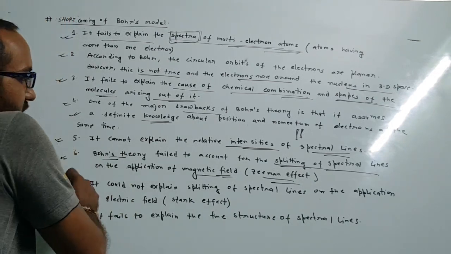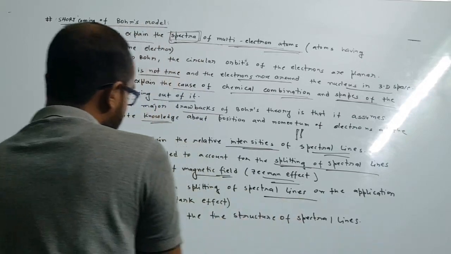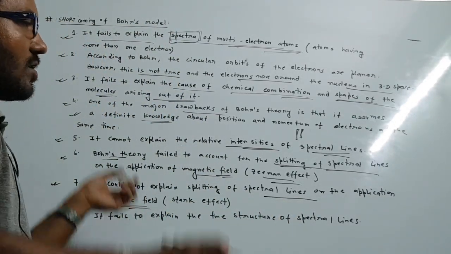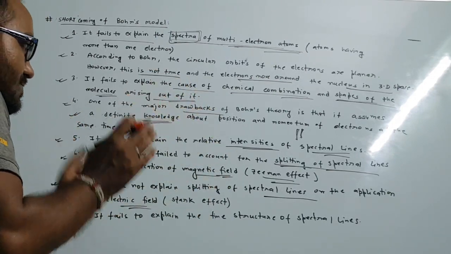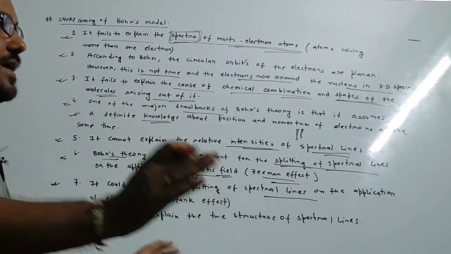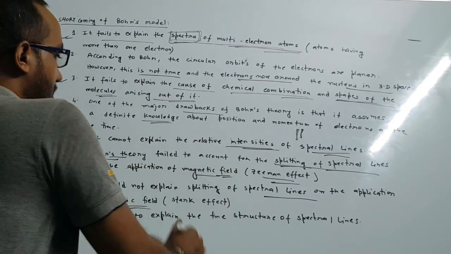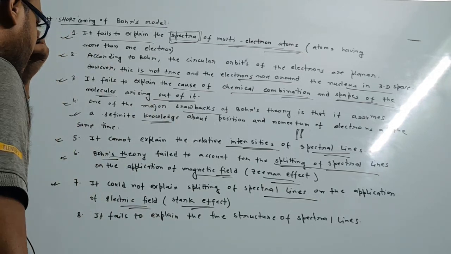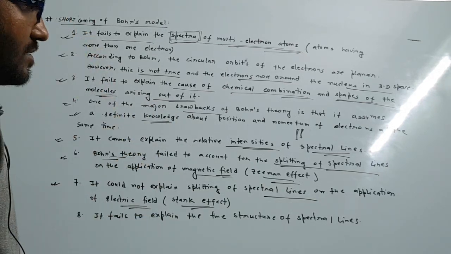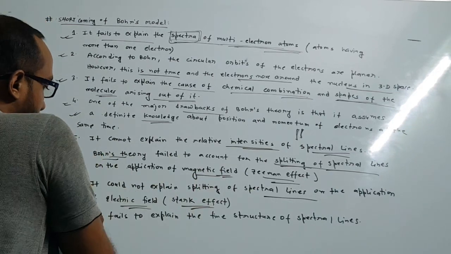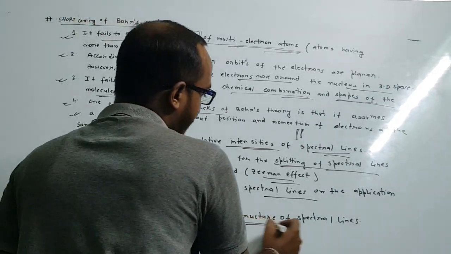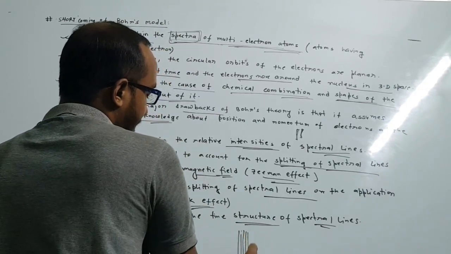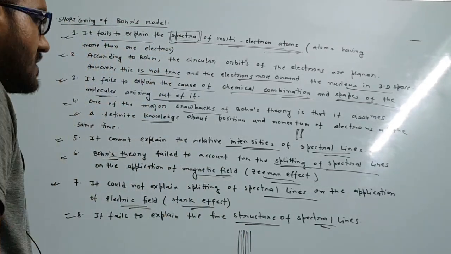Next, it could not explain the splitting of spectral lines on the application of an electric field. If you apply an electric field to the light, the spectral lines will again divide into different lines. That effect is known as the Stark effect, because he found it out, but Bohr could not explain this effect. It also fails to explain the fine structure of spectral lines, why these fine structures are coming, it doesn't explain that.